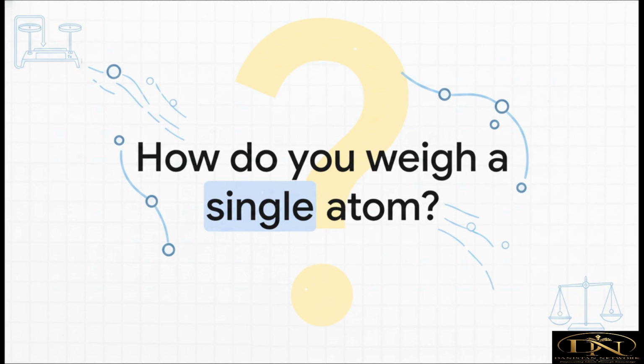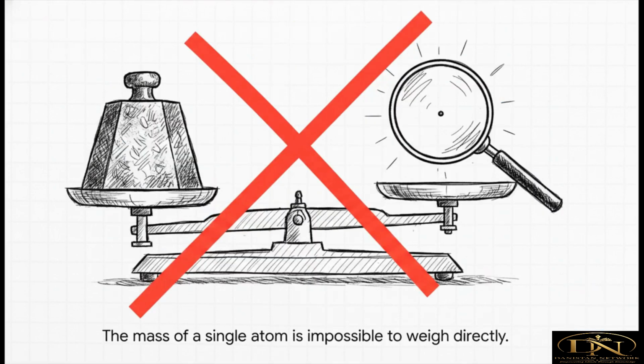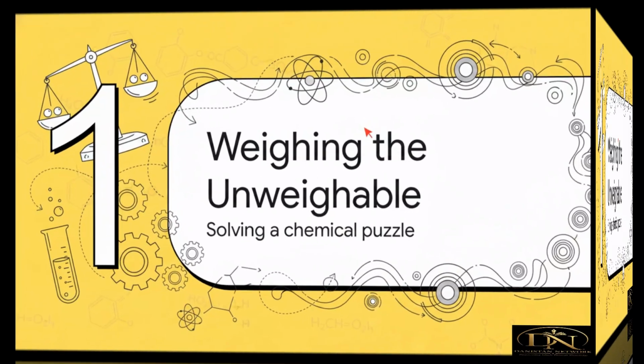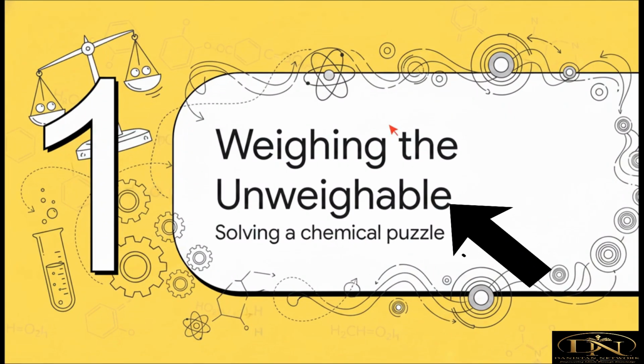I mean, think about it. It's a pretty wild problem, right? They're just so unbelievably tiny. And yeah, that's the fundamental challenge chemists were up against for a very long time. The mass of one atom is so vanishingly small that weighing it directly is, well, it's completely out of the question. Which brings us to our first section here, weighing the unweighable.